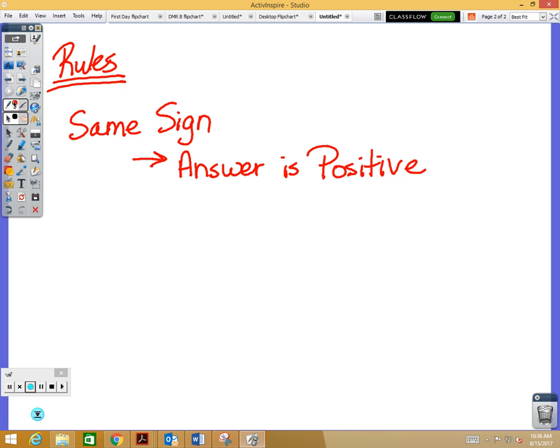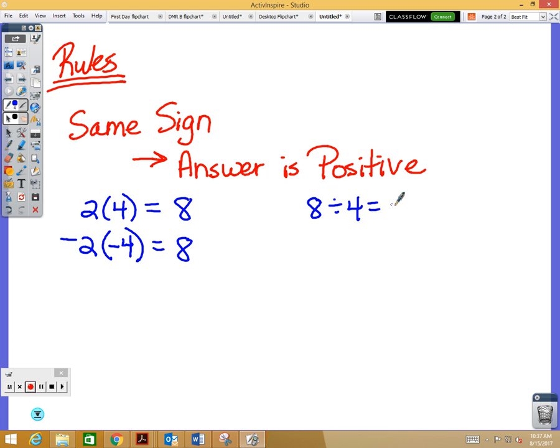For instance, if we had 2 times 4, the answer is 8. If we had negative 2 times negative 4, the answer is also 8. So if they're both positive or they're both negative, your answer is going to be positive regardless. Okay, 2 negatives equal a positive. It works the same way if we were dividing. If we said 8 divided by 4, that's 2. If I said negative 8 divided by negative 4, well, that's also a positive 2. Okay?